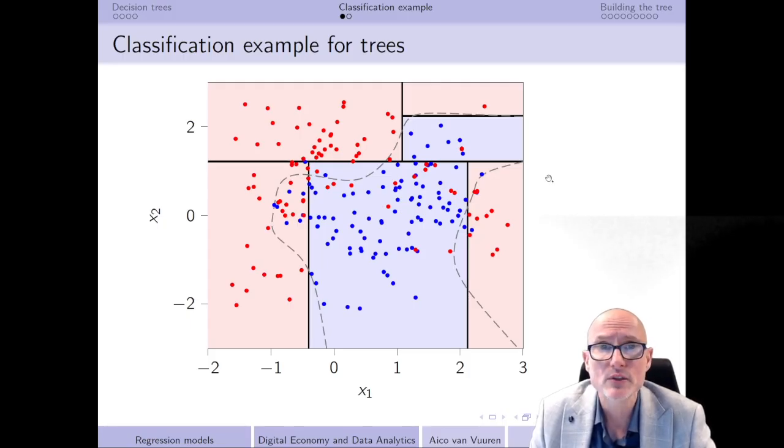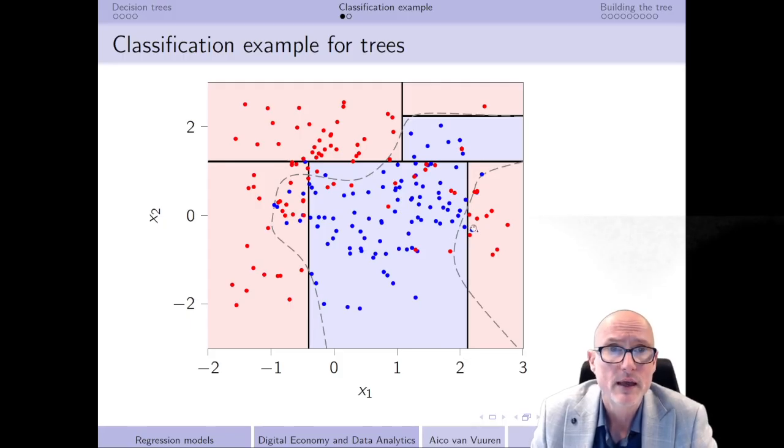First of all, looking at the lower right corner, that particular subspace, which was originally one subspace, is further subdivided into further subspaces. Now we have another horizontal split, at 2.1 or something. That implies that if we are here at the left, then we are in this area and we make a blue prediction. Otherwise we're going to make a red prediction.